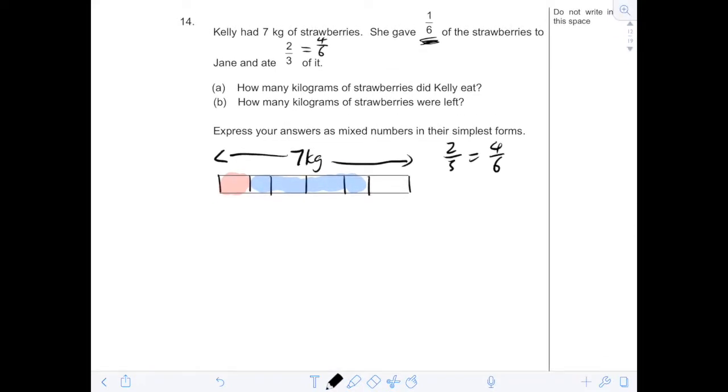it's very easy to use the unit method to solve this. So here is Jane, and then this portion here is 8.